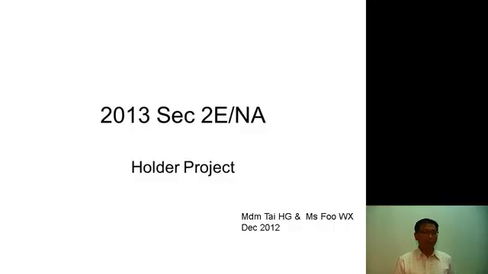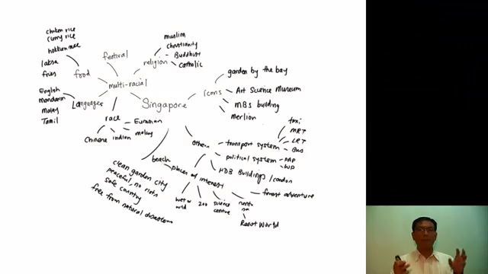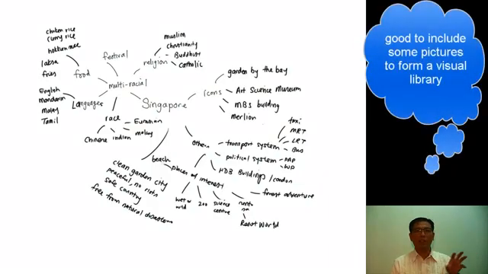So the teachers started off by brainstorming. The theme was Singapore, and what they did was unpack what is meant by Singapore, in terms of the various tourist attractions. There were a couple of main links and then sub links everywhere, and so they unpacked that. What could be good here is if you can put the pictures of some of the attractions and some of the key points around, so that it forms a visual library. But in this case, the teacher has a good idea of what's happening, so just words will be sufficient.